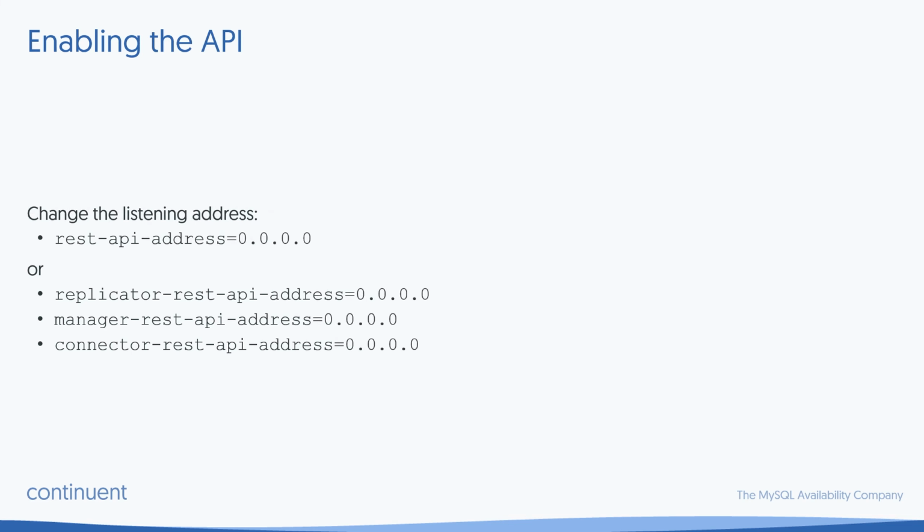The listening address by default is localhost, 127.0.0.1. To change that, you would specify rest-api-address equals whatever IP range you want, or again, the individual component versions of those properties. So if you set the rest-api-address, that will set that value for all of the components, or you can set it individually for each component if you wish.